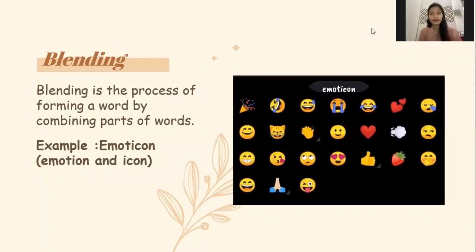Next is blending. Blending is the process of forming words by combining parts of words. An example of blending is emoticon, from emotion and icon. An emoticon is a small group of symbols arranged to show happiness, sadness, and other emotions. We often use emoticons when we send messages to friends or our boyfriends.